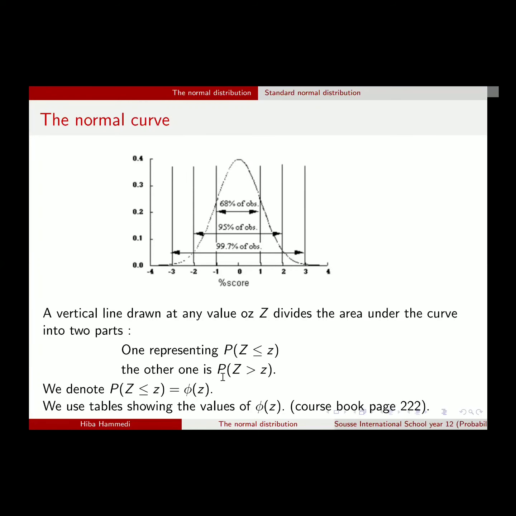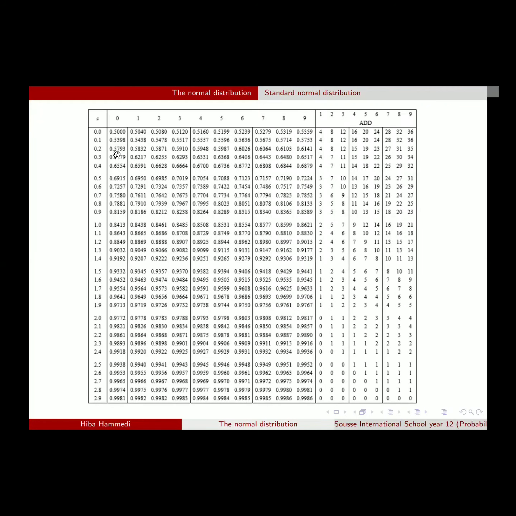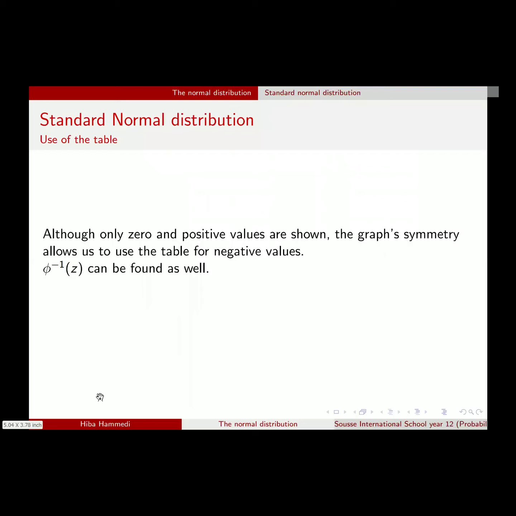Although only 0 and positive values are showing in the table here, values between 0 and 2.9, I can use the symmetry of the graph to get the values for negative z. And you will see later that we will use the inverse of phi to get the values of little z. It's possible to do that.